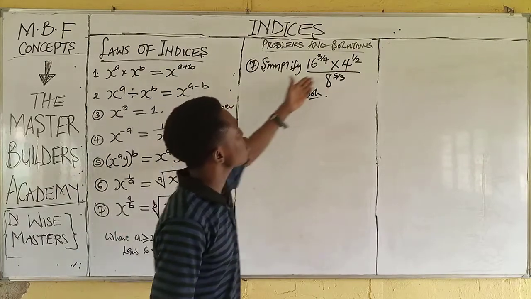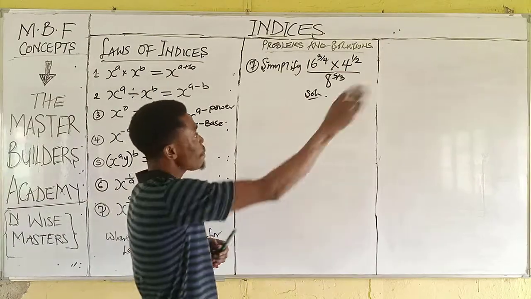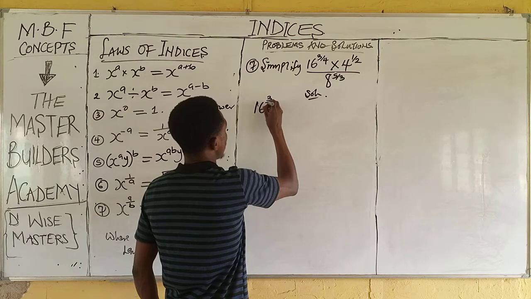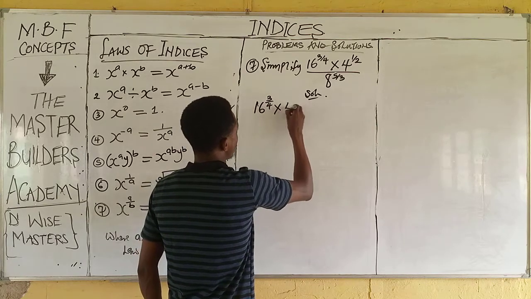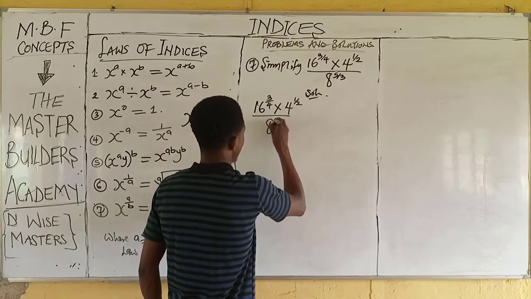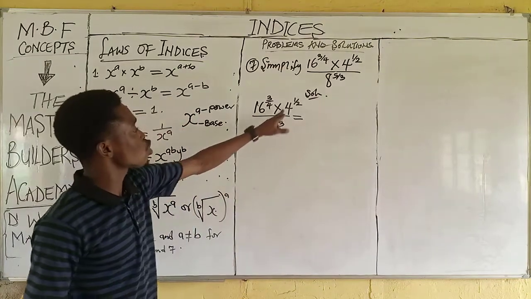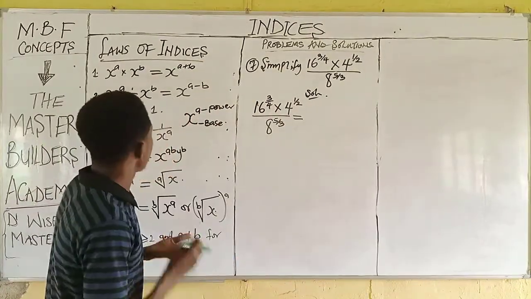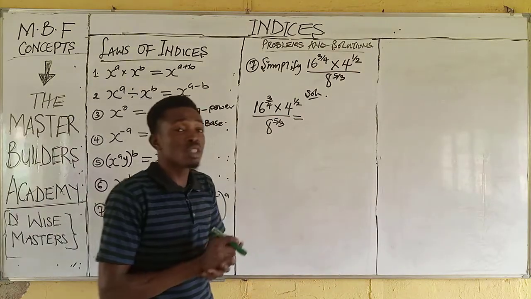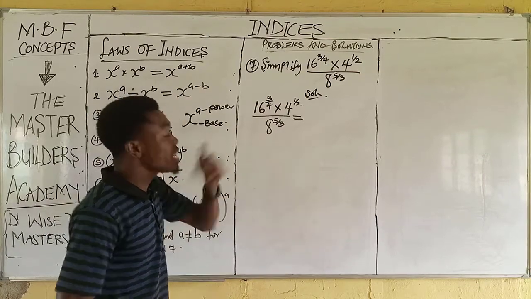There are so many ways you can solve these problems. So many. I will show you how we can solve it. Now let's get started. We have this as 16^(3/4) multiplied by 4^(1/2) all over 8^(5/3). I can decide to solve the numerator using rule number 1. I can also decide to solve it using rule number 7, just to solve them individually. So we are going to solve this individually.